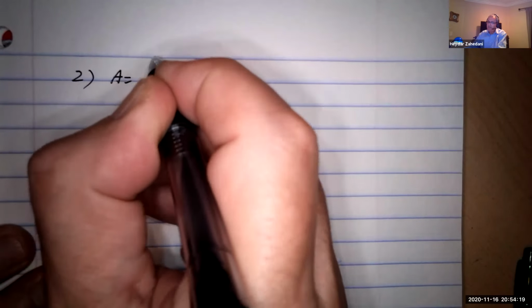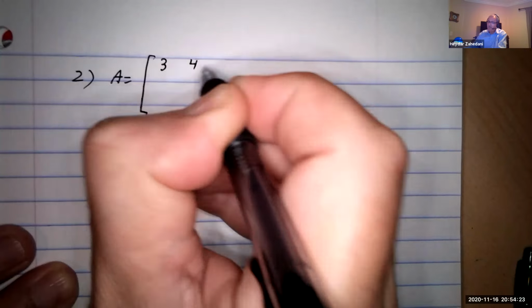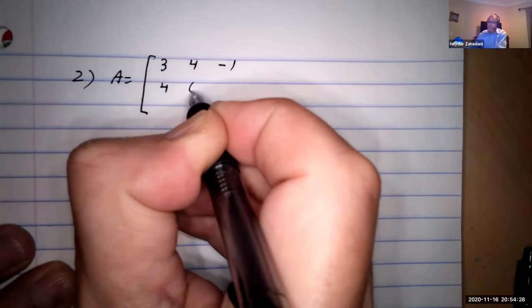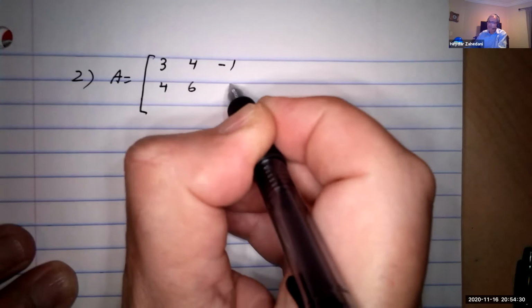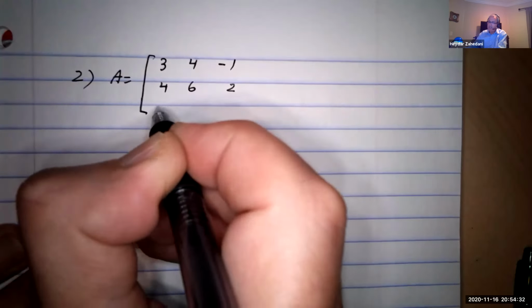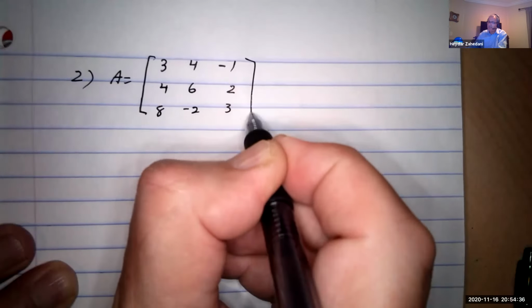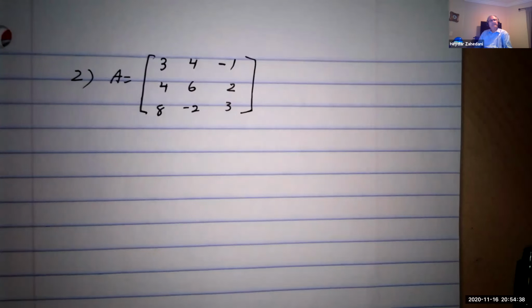Okay, I give you another one. Just give you a couple of minutes to see if you can do it yourself. Can you give us the answer for this one? Want to make sure you know it. The matrix is 3, 4, negative 1. And 4, 6, 2. And 8, negative 2, 3. Can you try it to see if you can get the numbers?